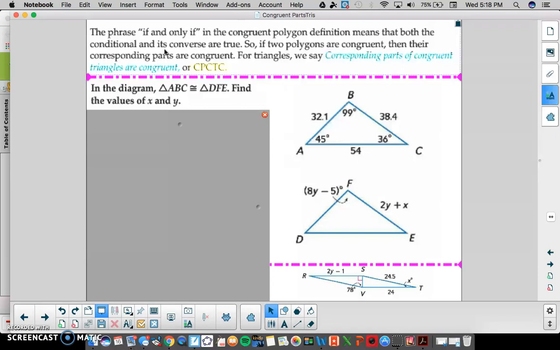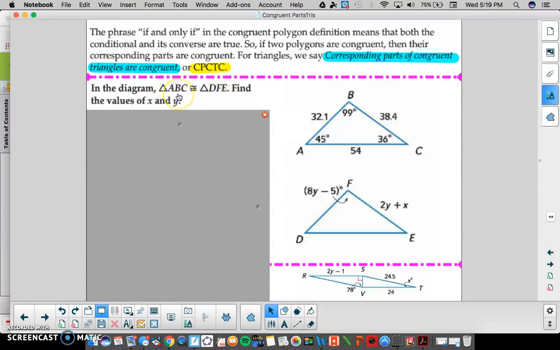So if two polygons are congruent, then we know their parts are also congruent. For triangles, we have what's called corresponding parts of congruent triangles are congruent. Or the acronym that stands for that statement, so we don't have to write that out every time, is CPCTC. So whenever you see CPCTC, it stands for corresponding parts of congruent triangles are congruent. So in these two triangles here, we have that triangle ABC is congruent to triangle DFE.